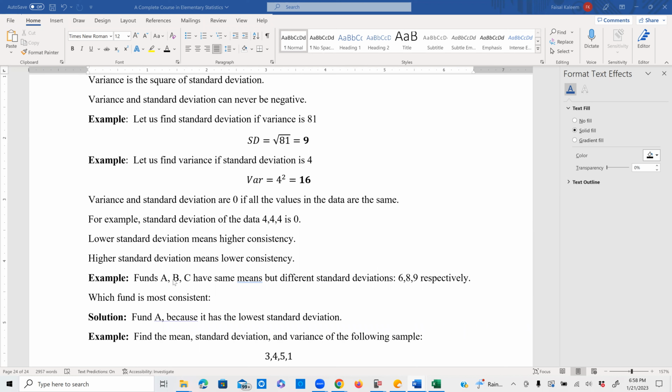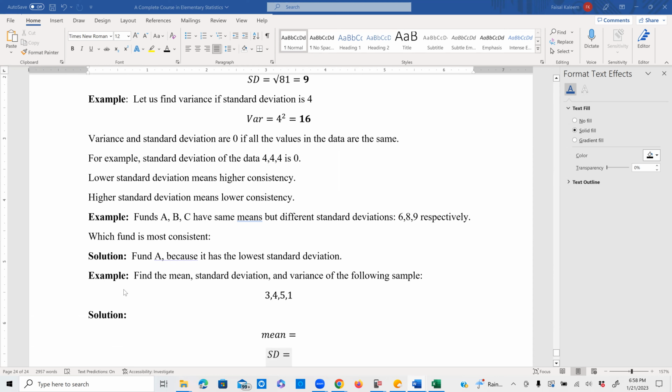Example, funds A, B, and C have same means but different standard deviations, namely 6, 8, and 9. Which fund is most consistent? So as we said, to be more consistent, you should have a lower standard deviation. So fund A is most consistent.